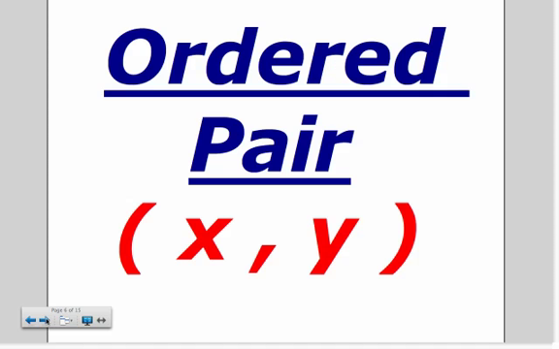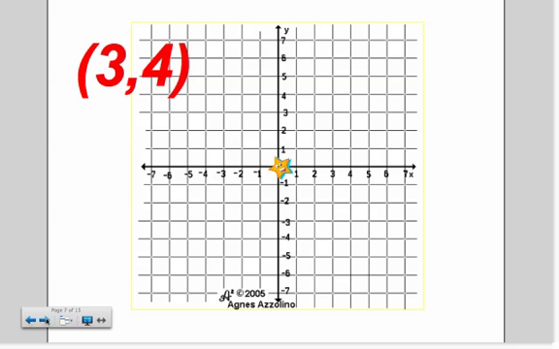Now, when we plot points, the correct terminology for this is plotting an ordered pair, or graphing an ordered pair. Every ordered pair has two numbers inside of a parenthesis separated by a comma. The first term is always the x value, and the second term is always the y value. What I'd like to do is show you two examples, and this would be the first. I want to plot (3, 4).